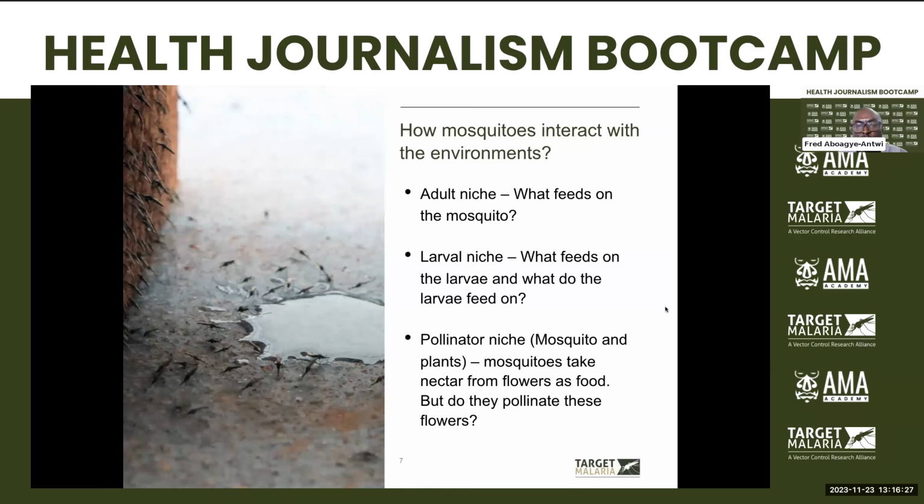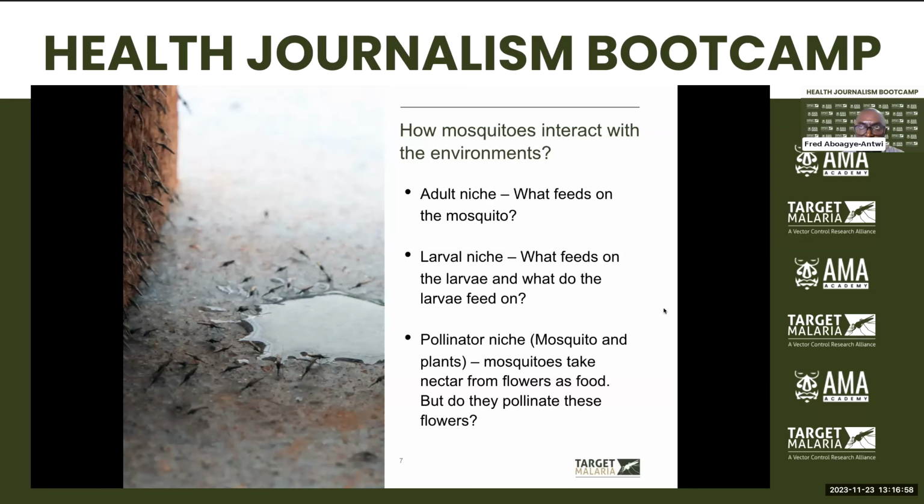And so this work is influenced by the fact that if you take a mosquito, it has an adult niche in the sense that the adult mosquito flies around, whilst the larvae or the immature stages are aquatic. Or we will say that the immature mosquito develops in water.